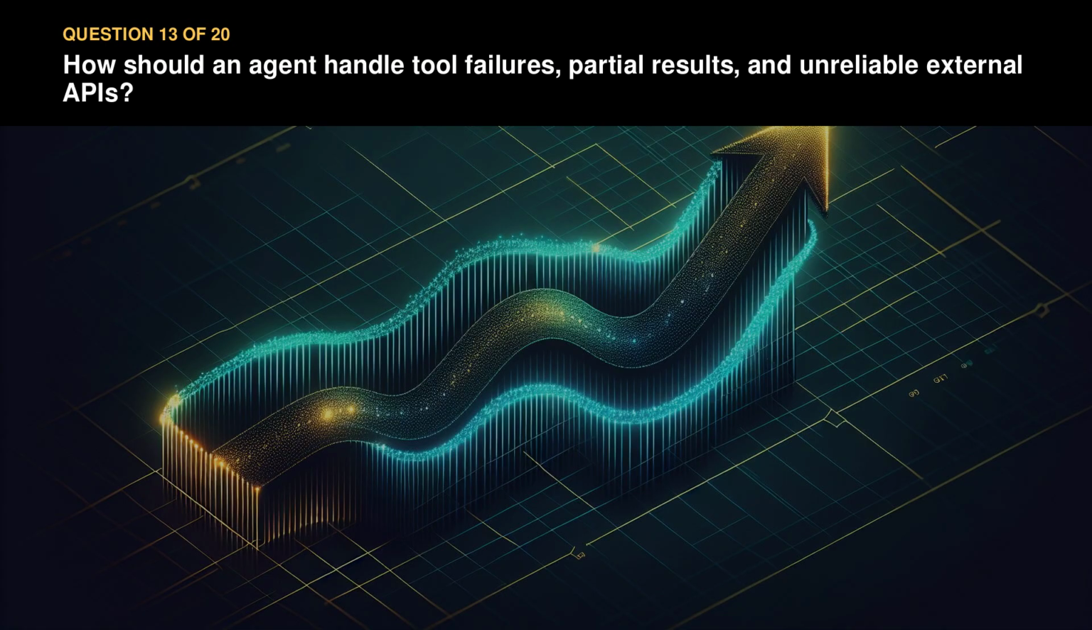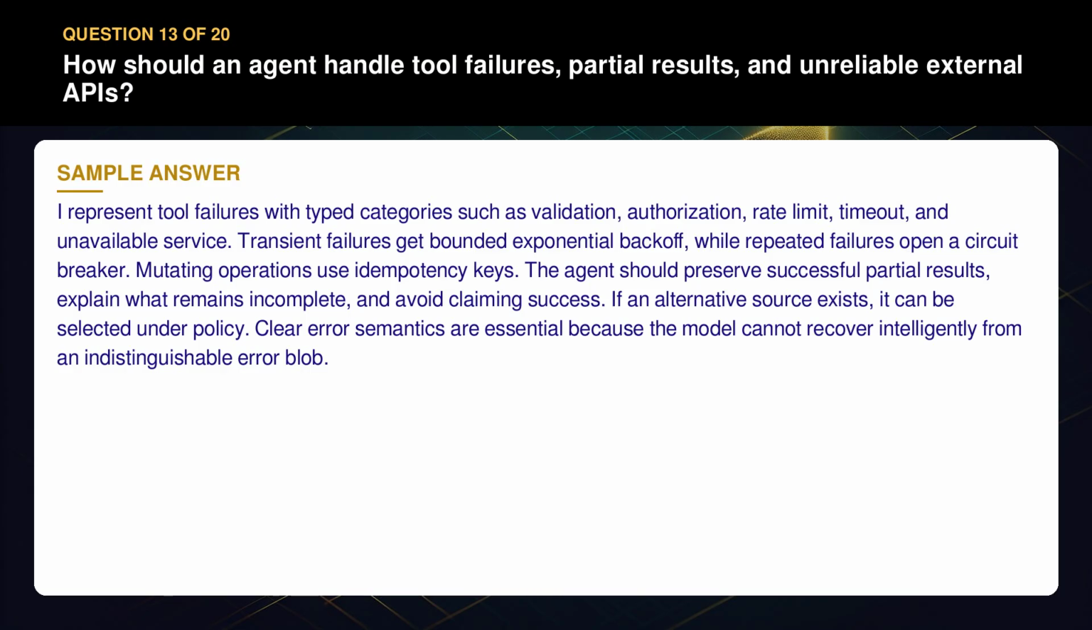Question 13. How should an agent handle tool failures, partial results, and unreliable external APIs? I represent tool failures with typed categories such as validation, authorization, rate limit, timeout, and unavailable service. Transient failures get bounded exponential backoff, while repeated failures open a circuit breaker. Mutating operations use idempotency keys. The agent should preserve successful partial results, explain what remains incomplete, and avoid claiming success.